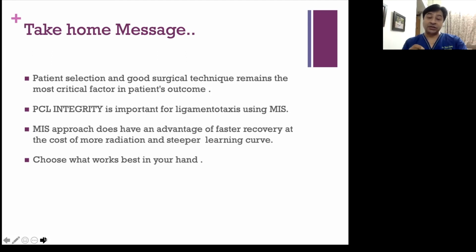The MIS approach does have its advantages, like the way I showed you. It allows faster recovery, but it does come at a cost of more radiation to you as a surgeon, more radiation to the patient, and it does have a steeper learning curve. So choose wisely, choose what works best in your hands.